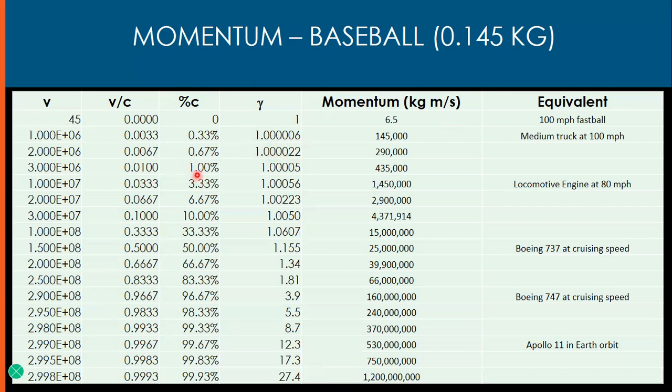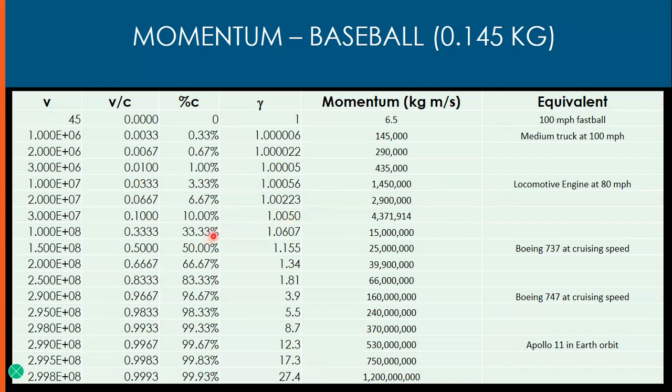Let's jump here. 1% of the speed of light. Still not very different. We still get a good approximation in the classical calculation. p equals mv, p equals gamma m u. They're going to give you the same thing. At 3.333% the speed of light, now we're talking about the momentum of a locomotive engine going 80 miles per hour. Still not really a very relativistic calculation. Okay, correction. 10% of the speed of light, still less than 0.5% difference between the classical calculation and the relativistic calculation.